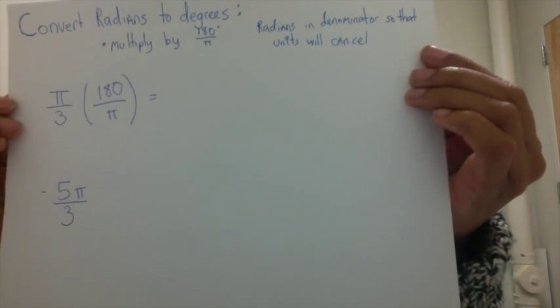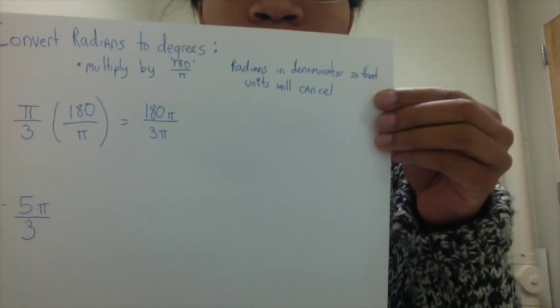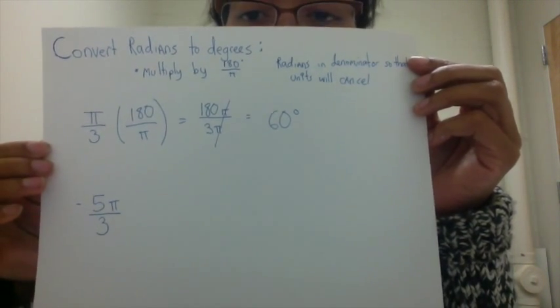Multiply by 180 over pi. Multiply straight across the top and straight across the bottom. The pi's cancel out, and we have the answer of 60 degrees.